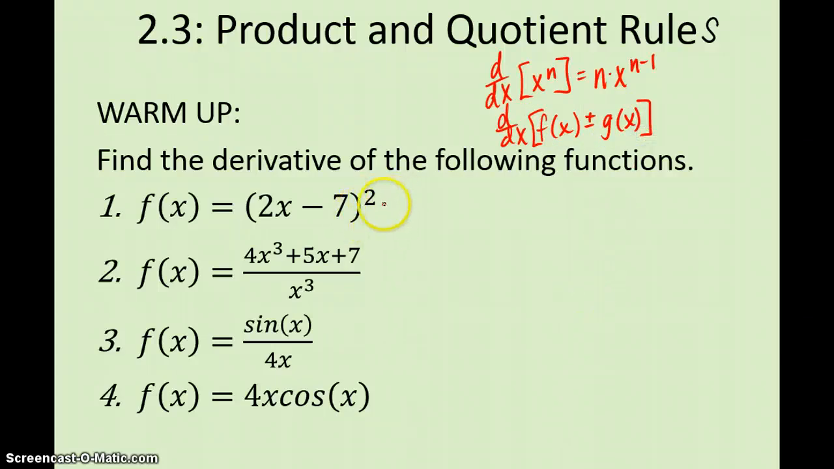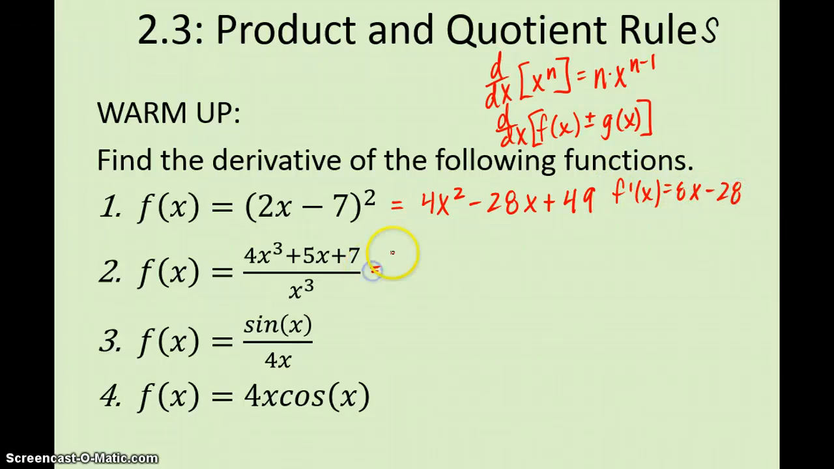So if you attempted the warm-up, hopefully you first expanded this binomial: square the first term, double the product, square the last term, and then you're able to apply each of your derivative rules. So the derivative would be 8x minus 28.